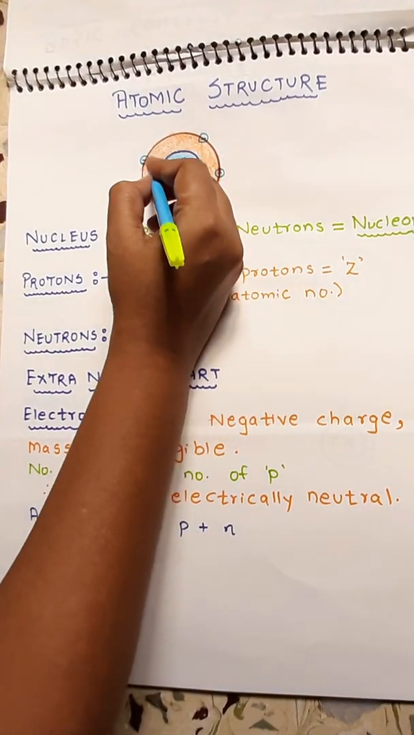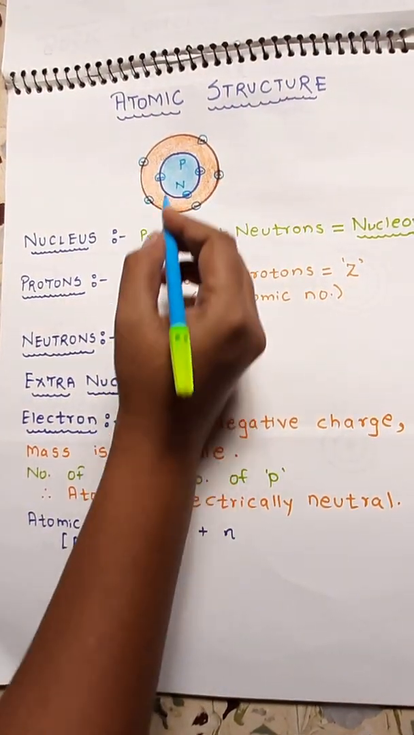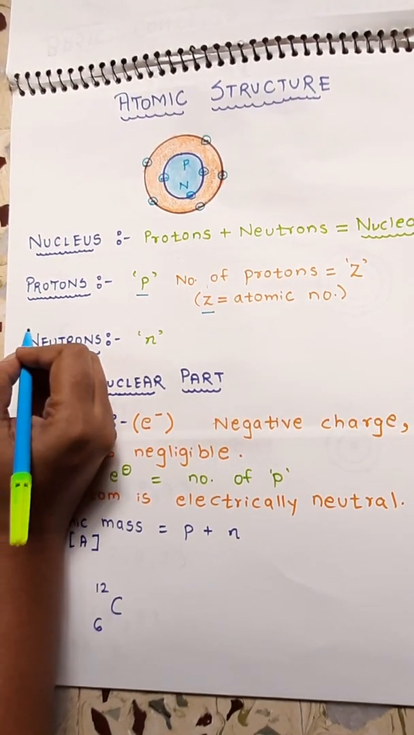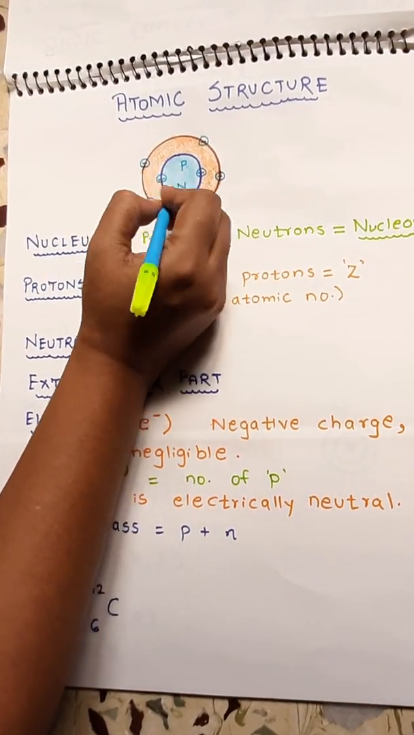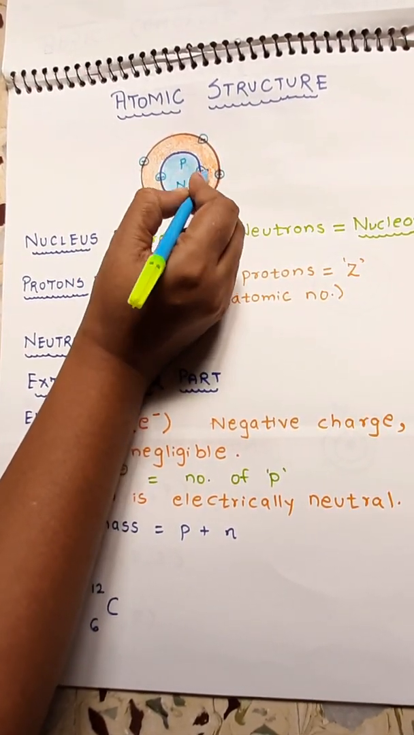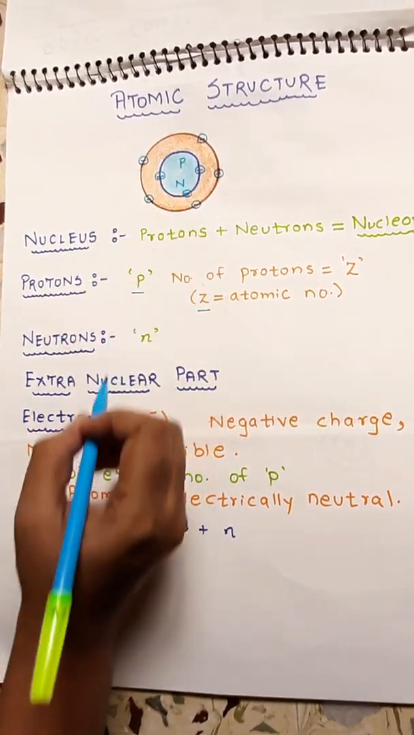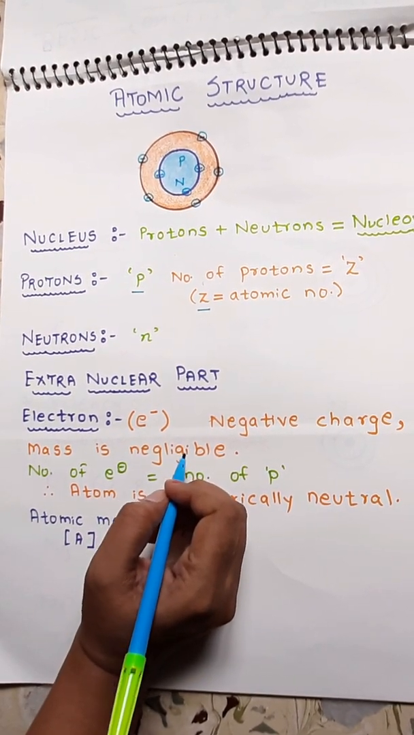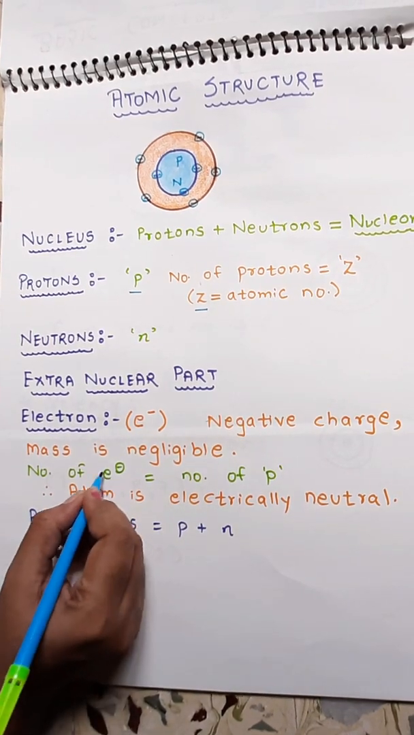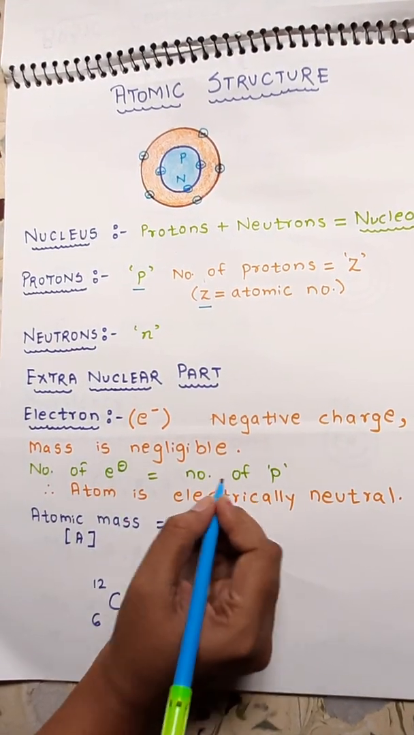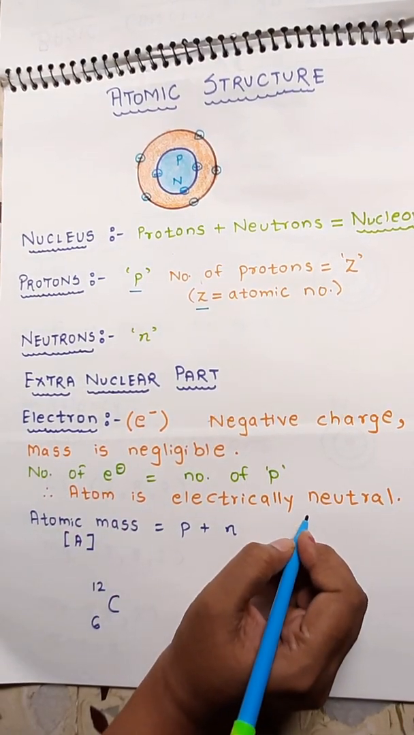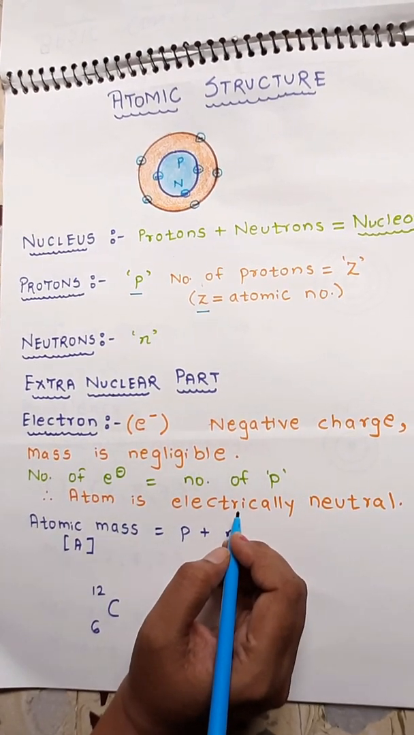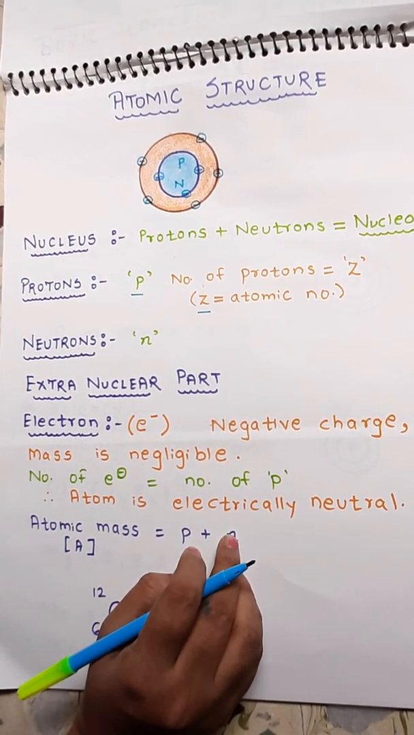Now the extranuclear part, that means outside the nucleus, includes electrons which are revolving around the nucleus, and the empty space in between the nucleus and the electrons. An electron is negatively charged. The mass of the electron is almost negligible. The number of electrons will always be equal to the number of protons, and that is why an atom is electrically neutral. So we always say that the atom is electrically neutral.